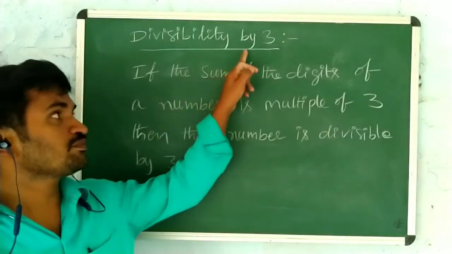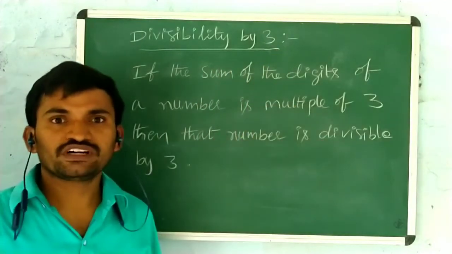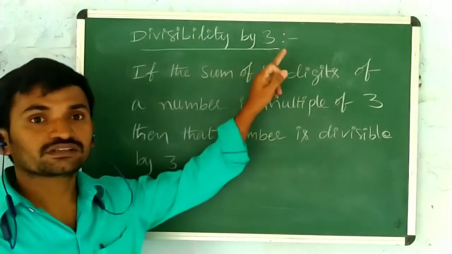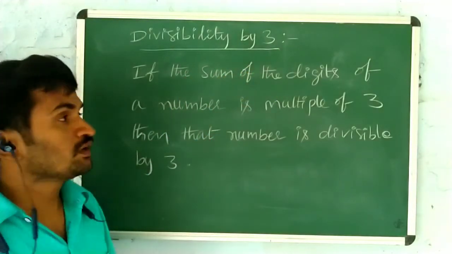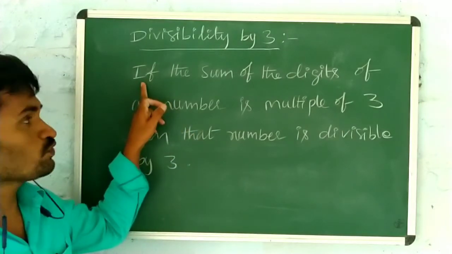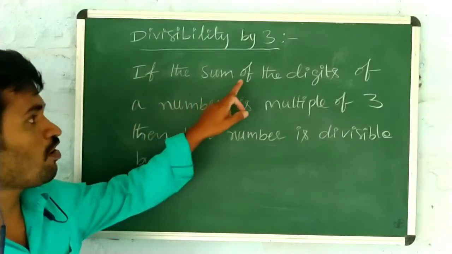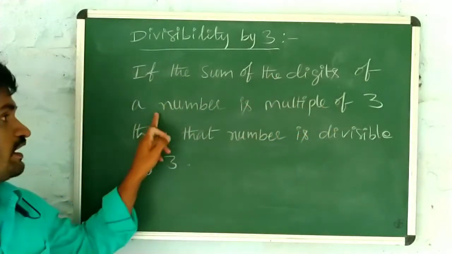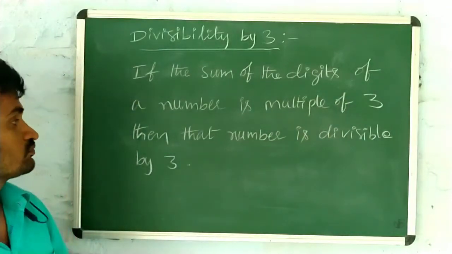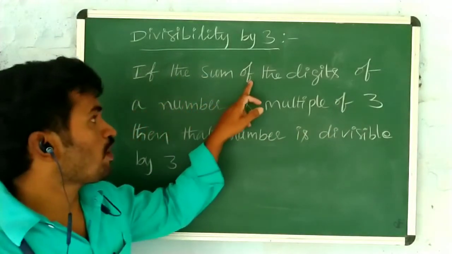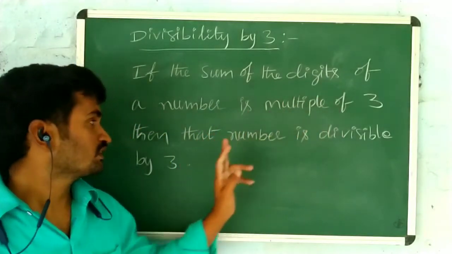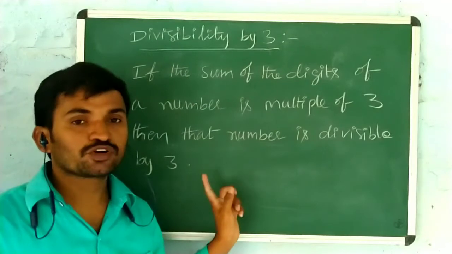Okay, divisibility by 3. We learnt about divisibility by 2. Now divisibility by 3. So what is this divisibility by 3? Look at the board once and read this one. If the sum of the digits of a number is a multiple of 3, then that number is divisible by 3.